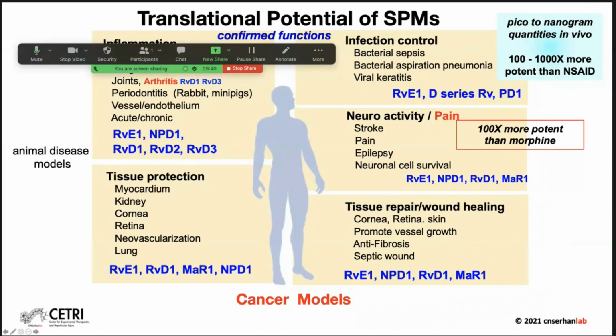In inflammation models, tissue protection, infection, neuroinflammation and pain, wound healing, and even cancer models, stimulating the resolution of inflammation around cancers reduces cancer burden.